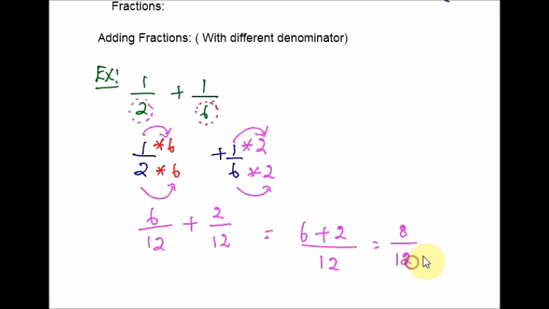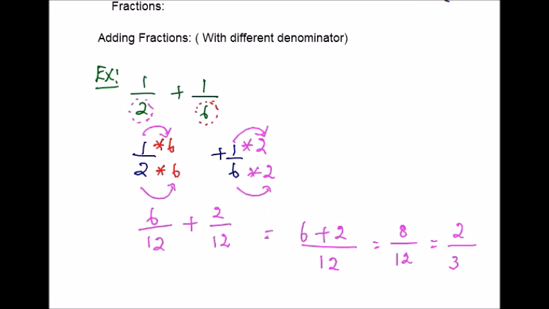Now we can reduce the fraction. The common factor between 8 and 12 is 4. 4 goes 2 times in 8 and 3 times in 12. Did you notice that we get the same answer even by both the methods, cross multiplication method and least common multiple method? You can follow the method that you feel more confident.